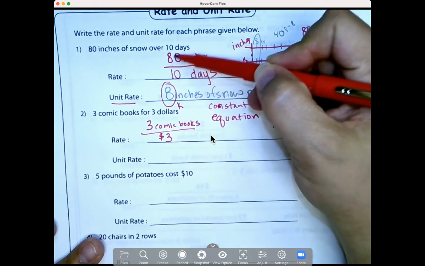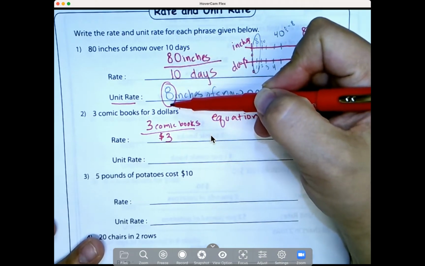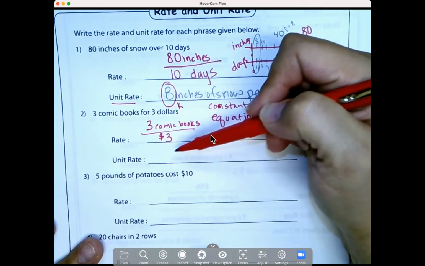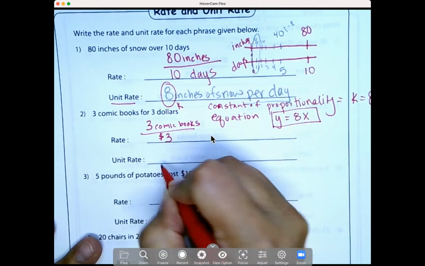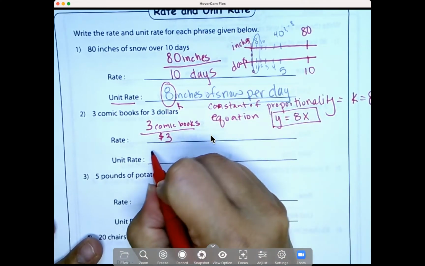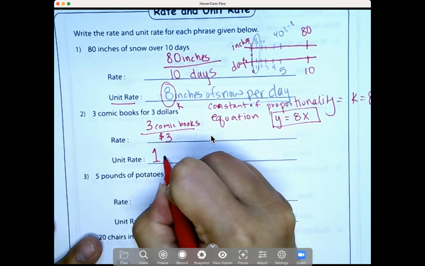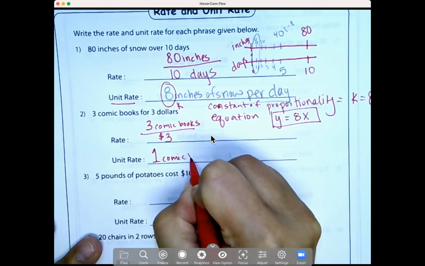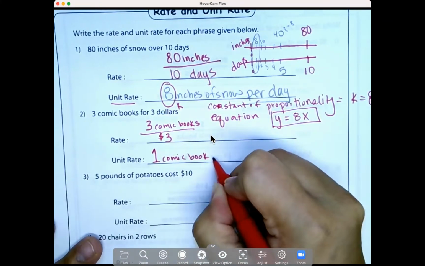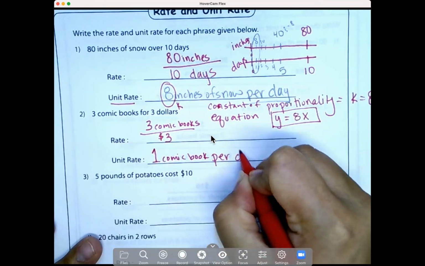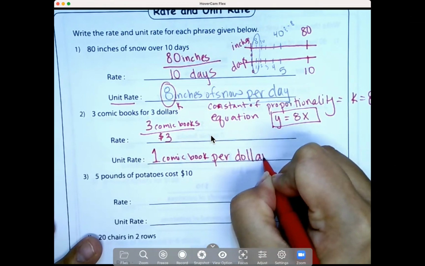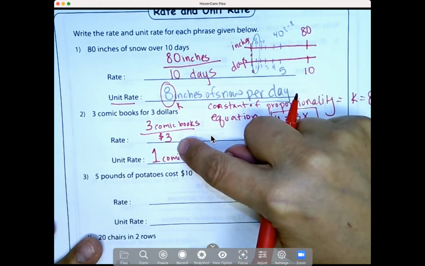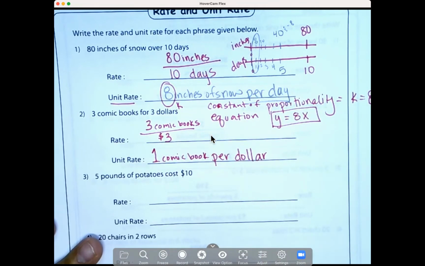Up here, you would say 30 divided by 10 is 3. Here, it's 3 divided by 3 is 1. Okay? And it's 1 what? I can get 1 comic book per dollar. Comic books are on top per dollar, money is on the bottom.